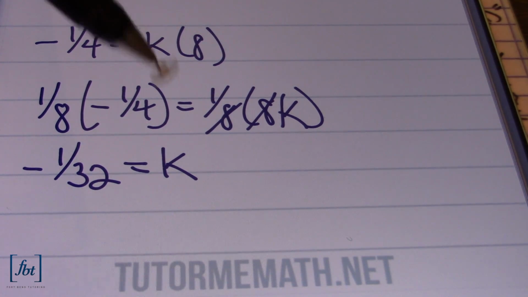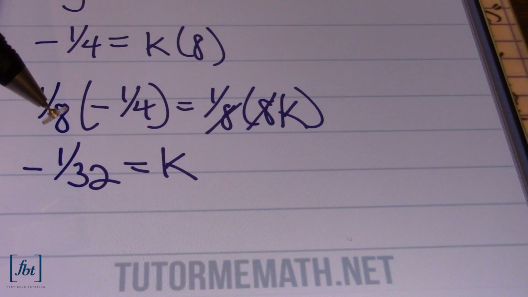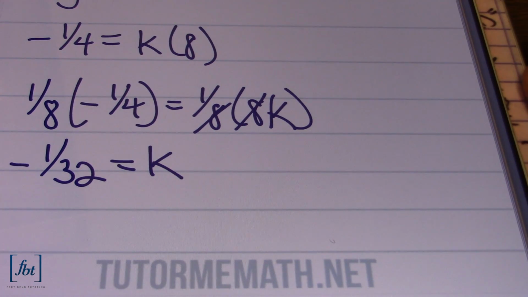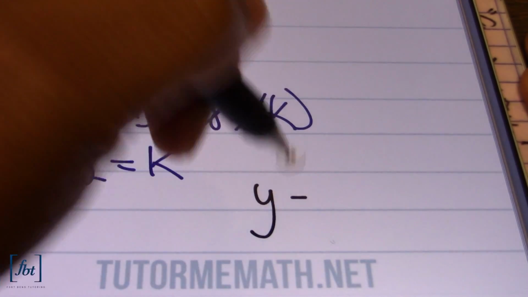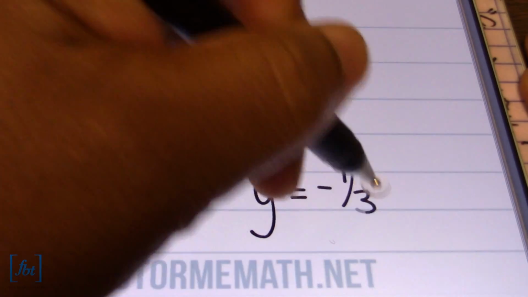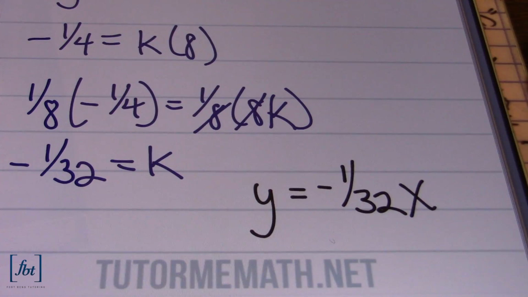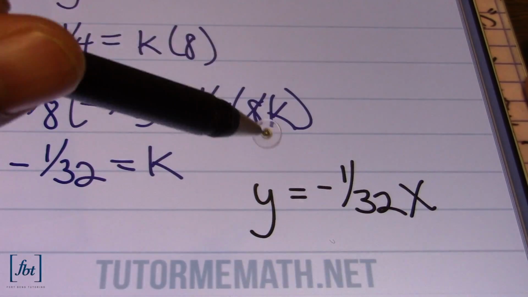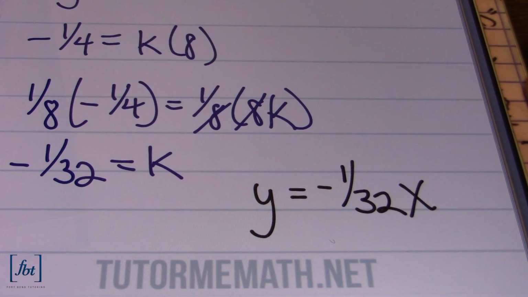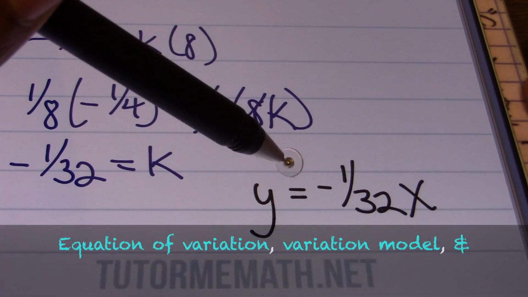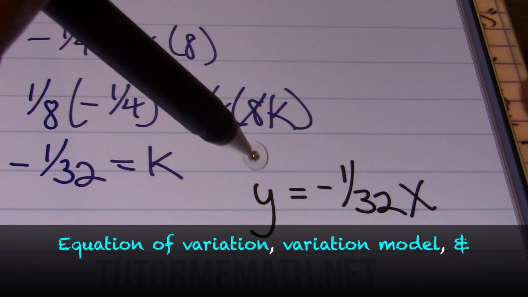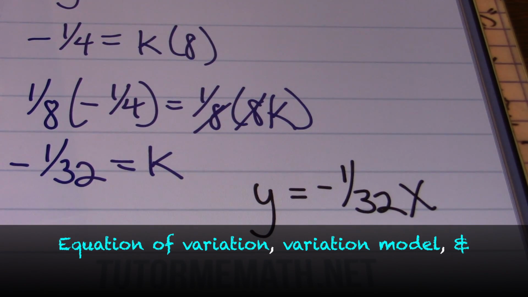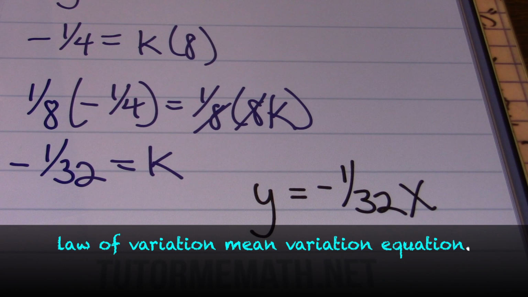In other words, since I know that k is equivalent to negative 1/32, I can rewrite my original equation as y equals negative 1/32 x. Just like that. So because I know my value of k now, I can rewrite this equation using the constant of variation to complete the variation equation. If they ask you for the variation equation, that's what you see right here. This y equals negative 1/32 x. Let's use this to solve for part B.